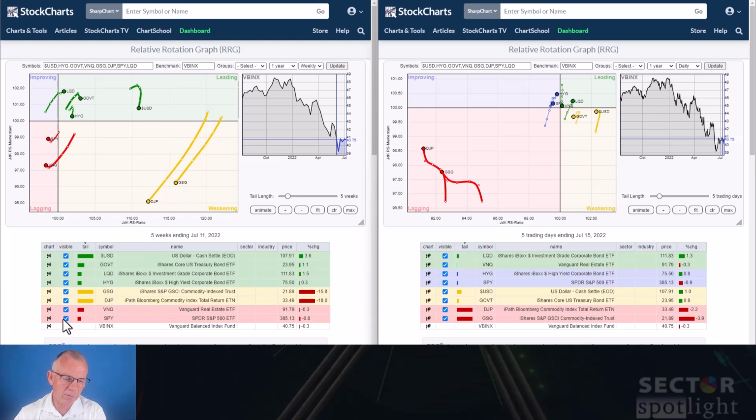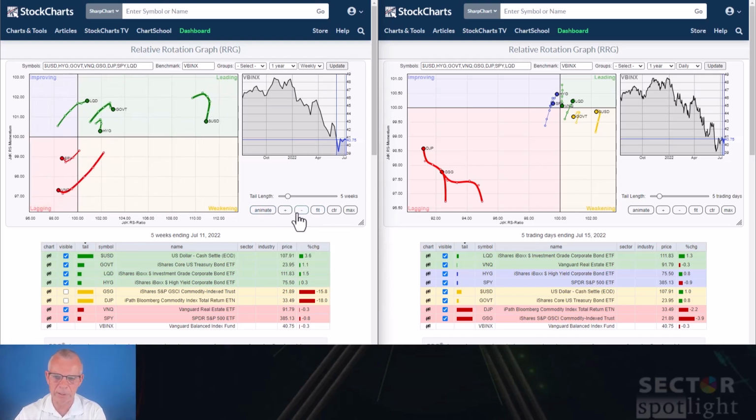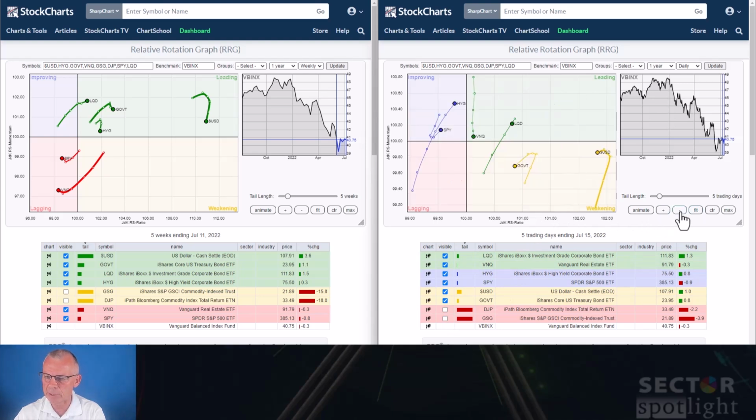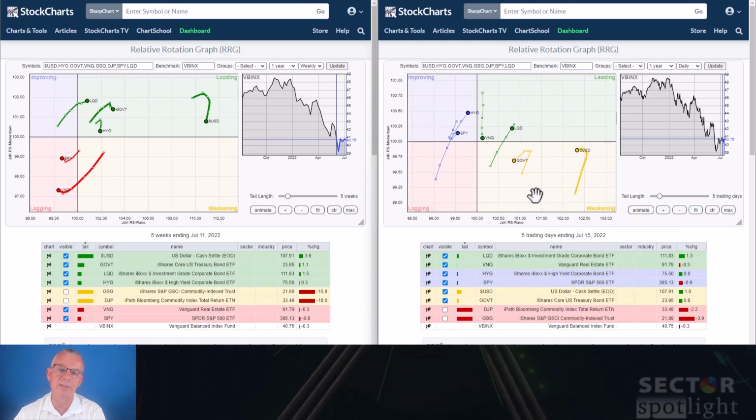I'm going to tick off those tails here, so GSG and DJP on the weekly. Now we can see what's going on with the other asset classes. I'm going to do the same here, DJP and GSG, tick them off, and now we can see what's going on. This is now magnifying the rotations as we have seen them over the last few weeks. So this is last week, this is the last few weeks. And I think the picture on the weeklies is more clear.